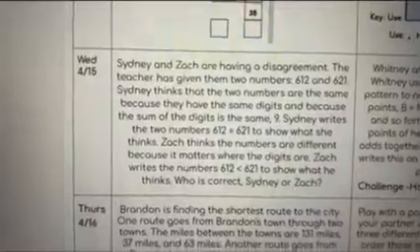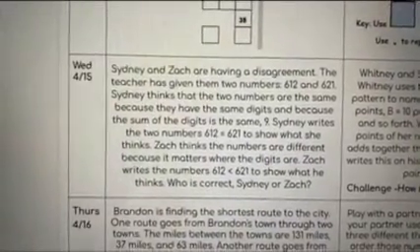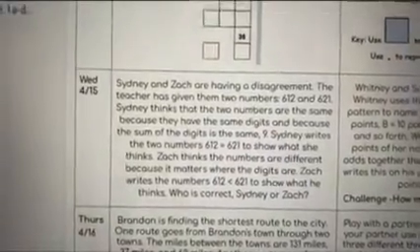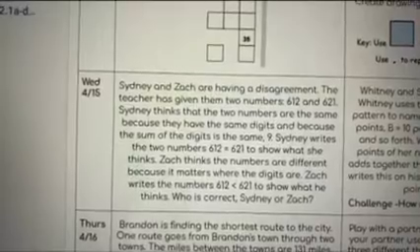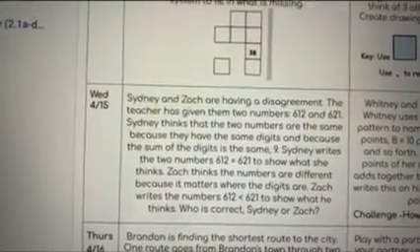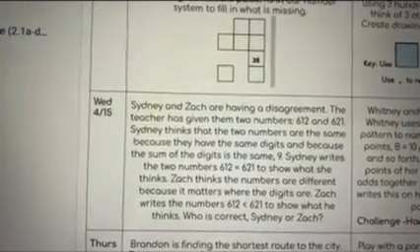All right, guys, 2 problems today for math. The first one is a word problem. It says Sydney and Zach are having a disagreement. The teacher has given them 2 numbers, 612 and 621. Sydney thinks that the 2 numbers are the same because they have the same digits and because the sum of the digits is the same, 9.